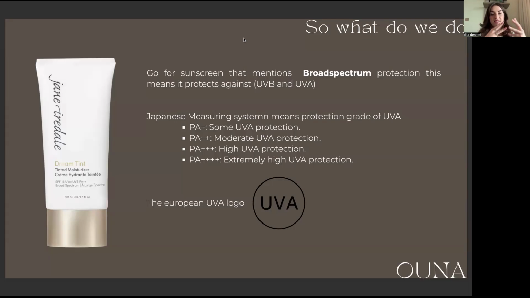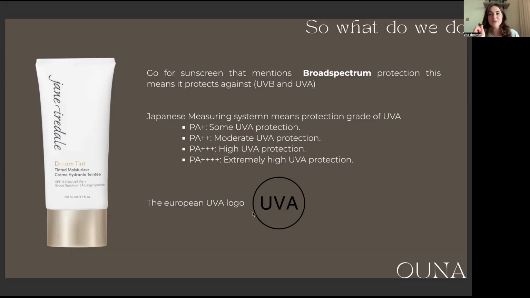And this can show up in the Japanese measuring system as PA plus, PA plus plus, as it means protection grade of UVA. For example, I took a cream here that obviously has broad spectrum on it. This means it's protected against UVA and UVB, but as well it mentions that it's an SPF 15 and PA++. So that means moderate UV protection.